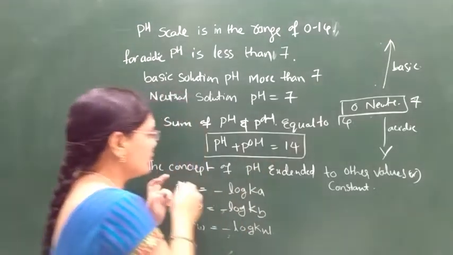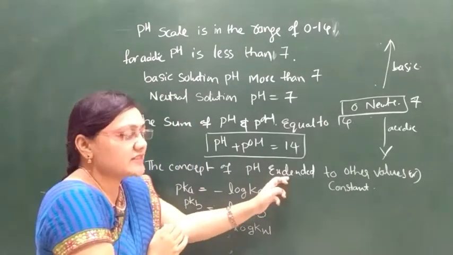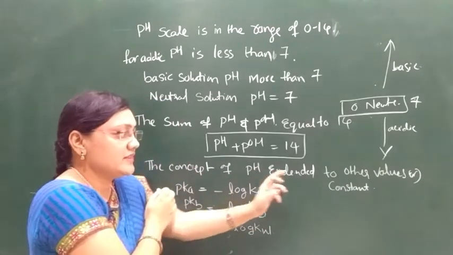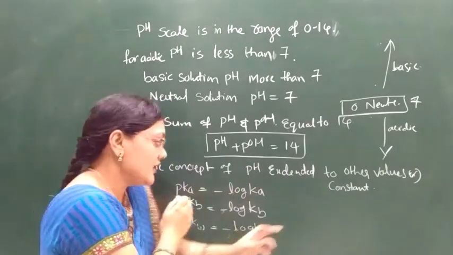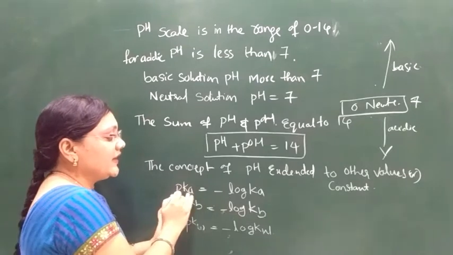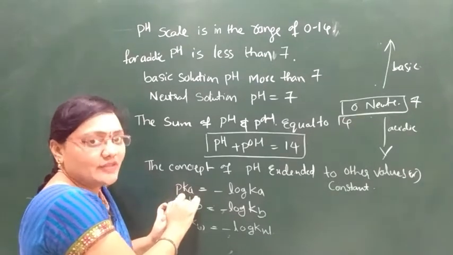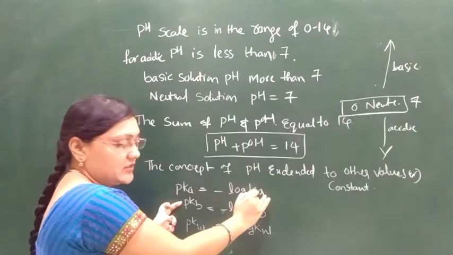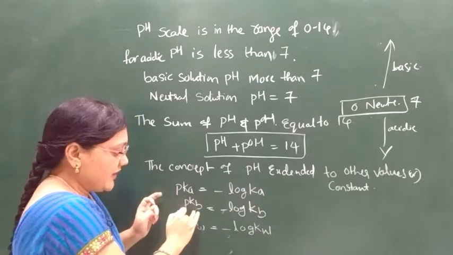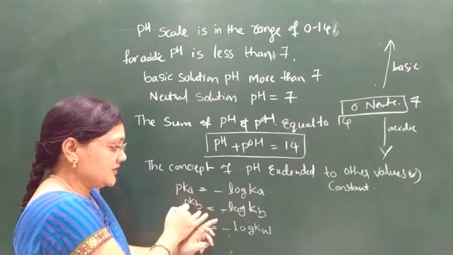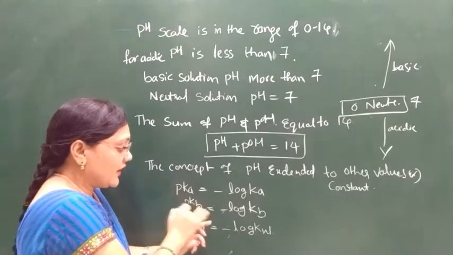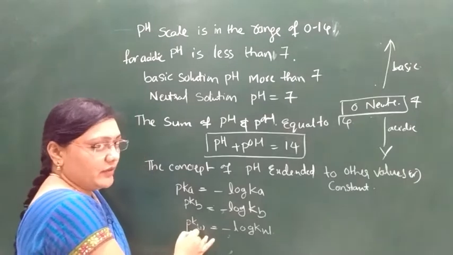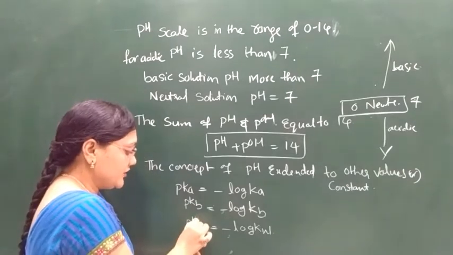And the next one is that the concept of pH is extended to other constants. pKa, where Ka is for acidic solutions, equals minus log Ka, and Kb is for basic solutions, so pKb equals minus log Kb. K is a constant value. And Kw is the ionic product of water.